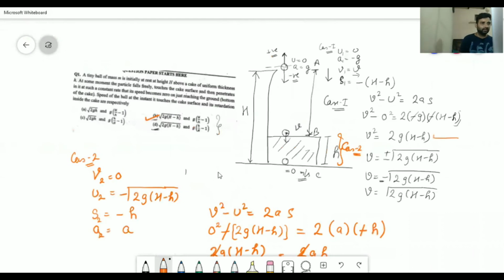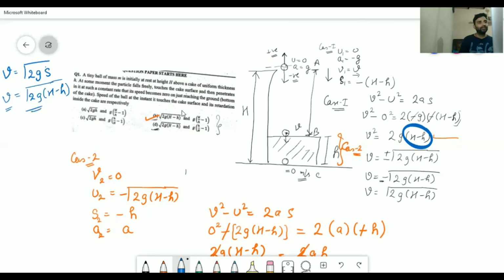Let's see. When a ball is dropped from some height, right, the velocity will be root 2gh. This is the velocity. I'll just write it with a different pen so it would be easy for you to understand. When we need to find the velocity, there is a direct formula, 2gh or 2gs, where this is the displacement. As we see, the displacement is H minus h. We can directly put the value here and we will get 2g(H minus h), right? So one option is clear.